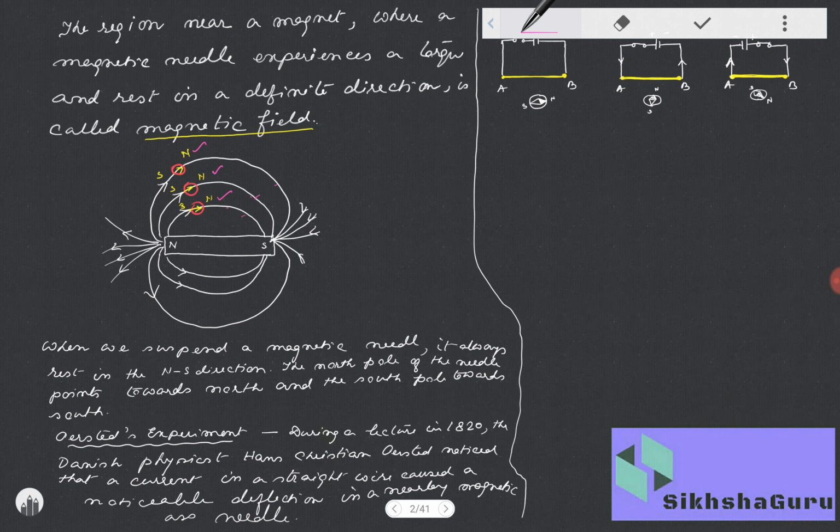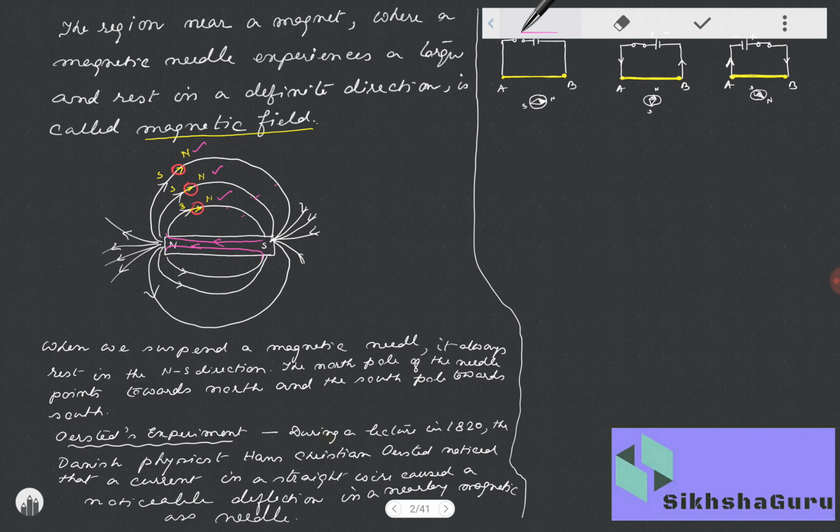The field emanates from the north pole, and straight away in space it goes to the south pole, and inside the magnet it passes from the south pole and comes to the north pole again, this way. And these lines of force never intersect each other.